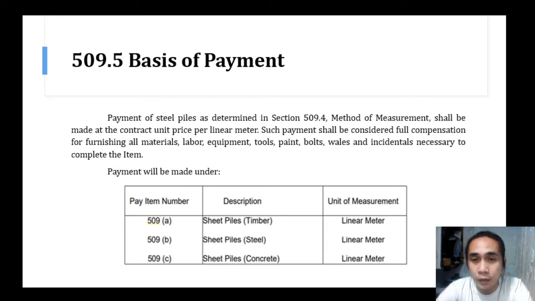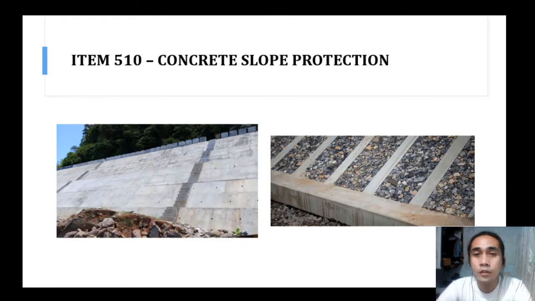So item number 509 or the sheet piles, which is timber, the unit of measurement will be linear meter. So every payment shall be based on the unit of measurement called linear meter. Or we will use linear meter as the basis of our payment. So item 510, the concrete slope protection.